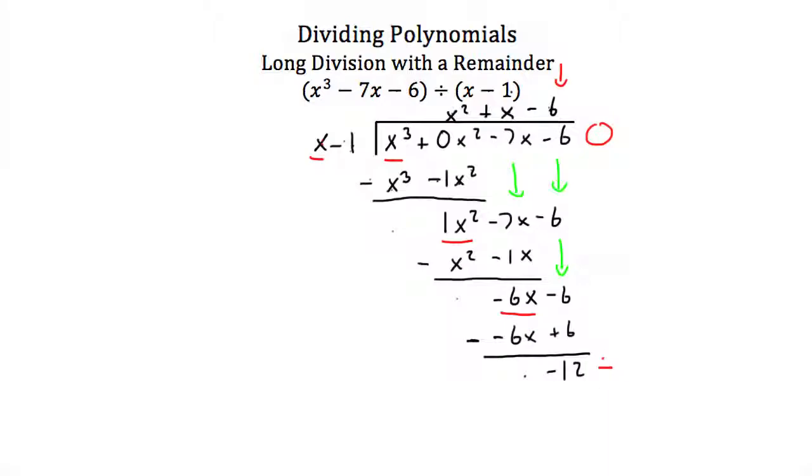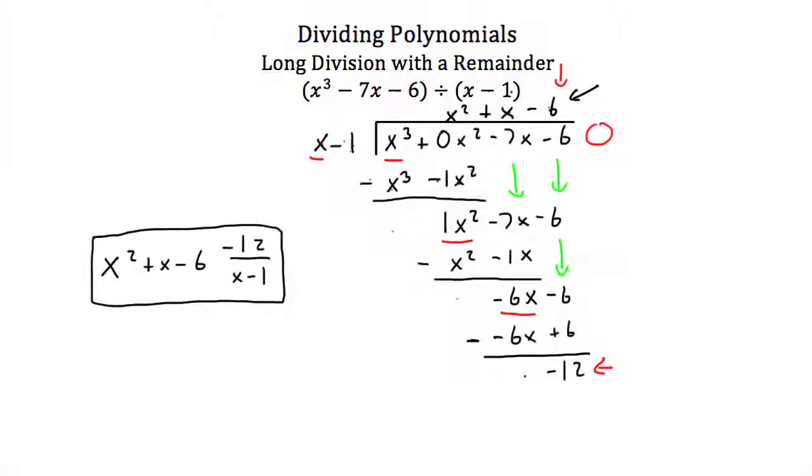This is the first time we haven't had a 0 when we finished. That means that we have a remainder. And our remainder is a negative 12. So our answer then, we would write it out. First, what we have up here on top of our division sign. So we have an x squared plus x minus 6. But then we have this remainder of negative 12. So we write that as a negative 12 over whatever we're dividing by, so x minus 1. So our solution then would be x squared plus x minus 6 minus 12 over x minus 1.